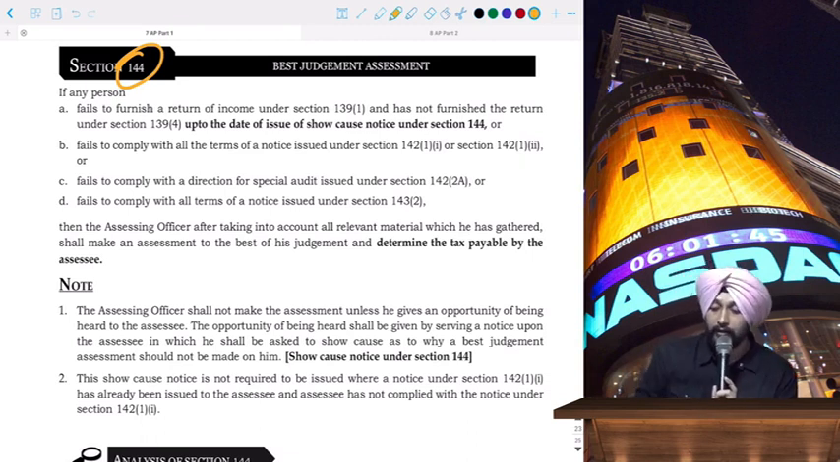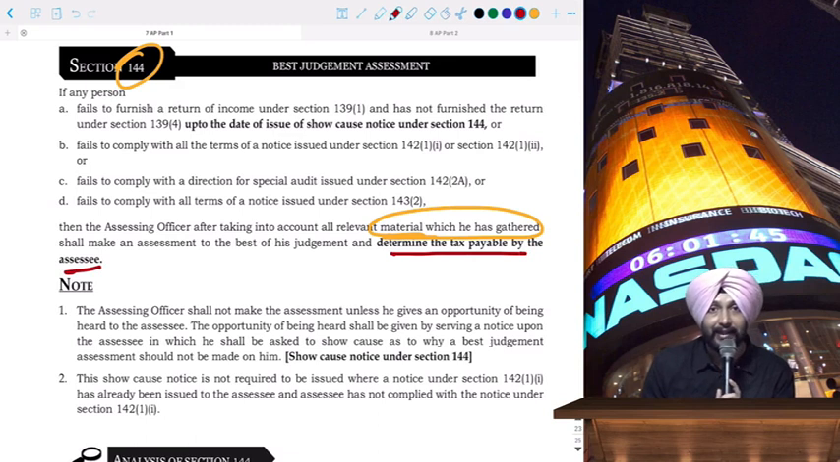Then what will the assessing officer do? Based on whatever data and material they have gathered, they will do the best judgment assessment and determine the tax payable by the SSE. Okay, here the language does not say or refund grantable to the SSE, because I told you 144 will not be acting for the benefit of the SSE. This can only be for the benefit of the revenue.